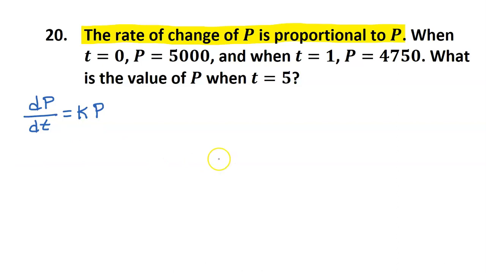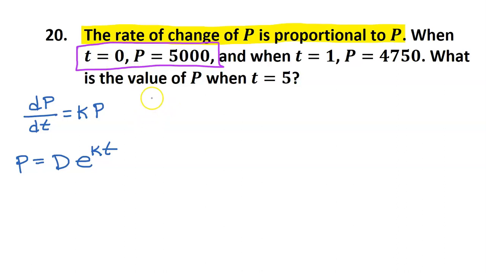So we can skip a bunch of work that we could do solving this differential equation and go straight to P equals D times e to the kt. I love this shortcut. Now all we have to do is find the value of D and k using the initial conditions. So using this first set of initial conditions, we will put in 0 for t, and that should equal 5,000. So D times e to the k times 0 should equal 5,000.